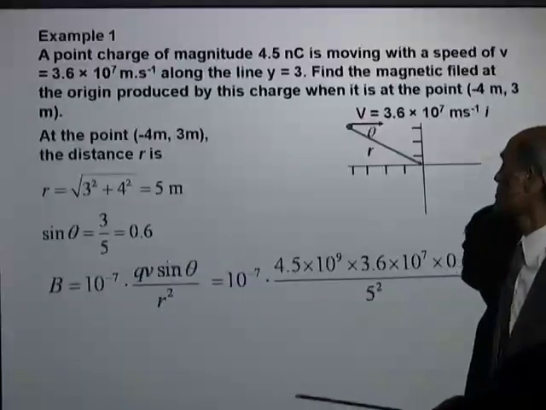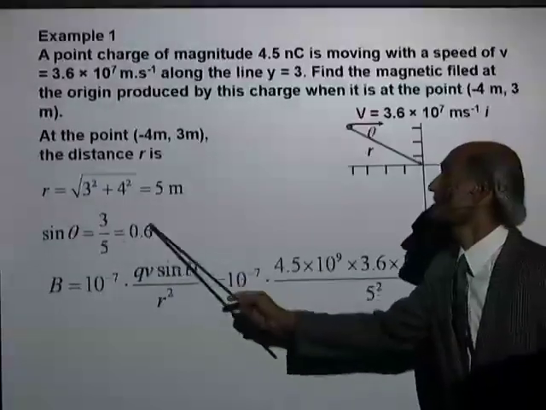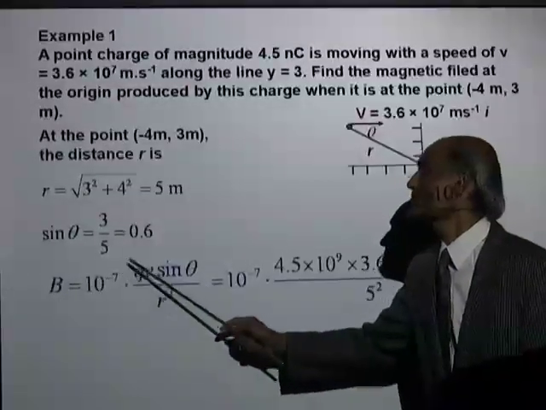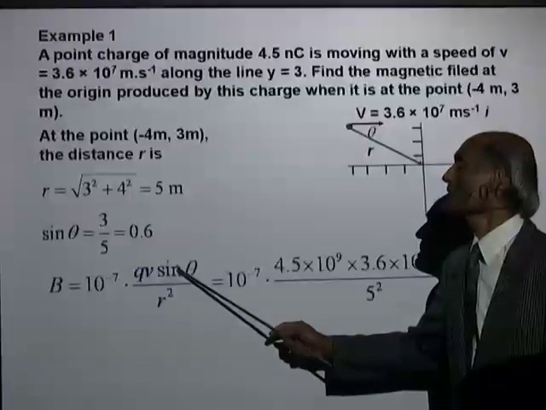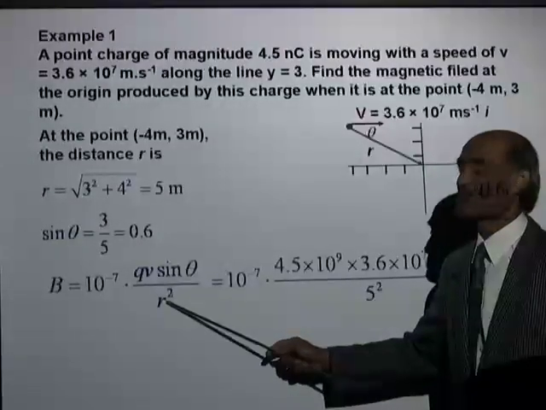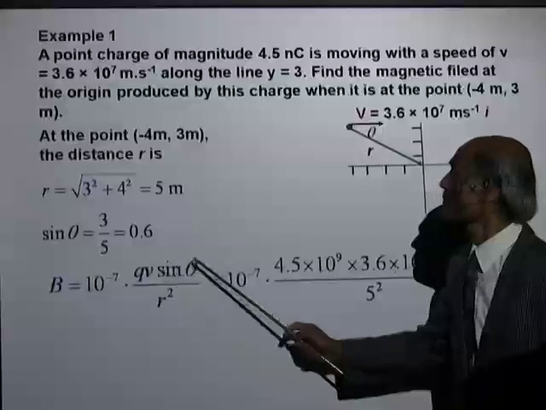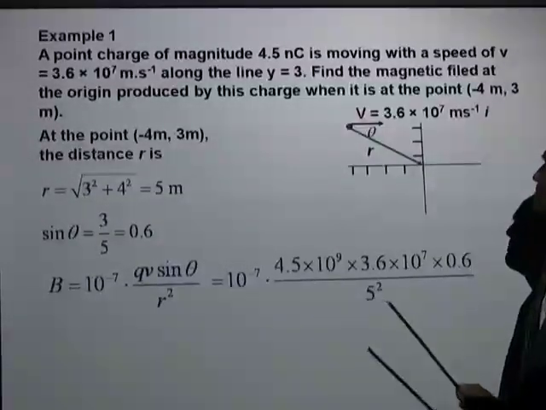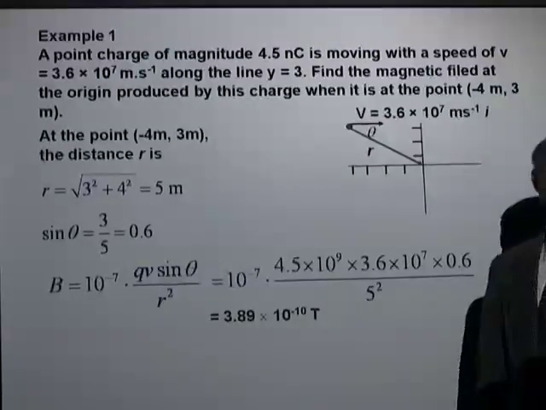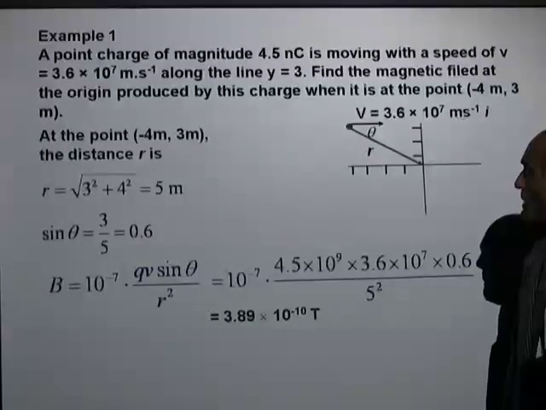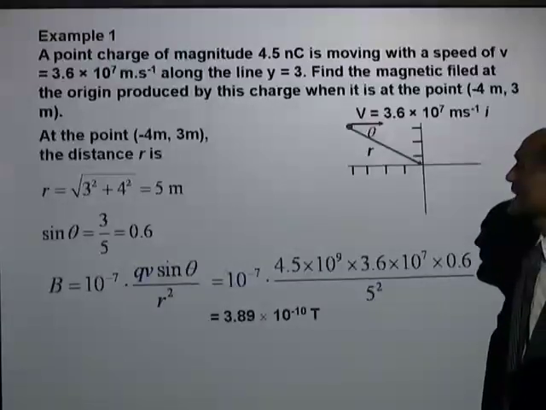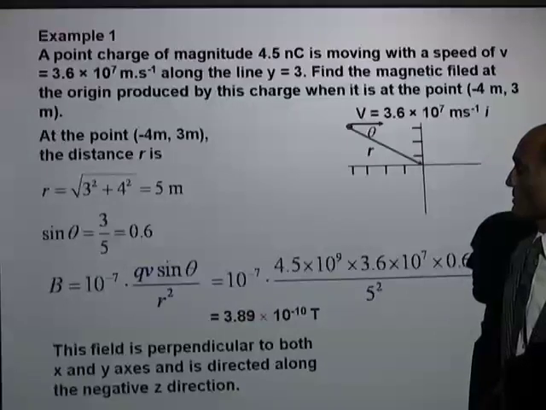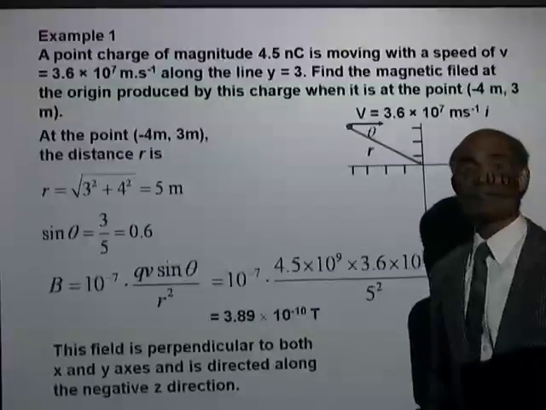Is that right? So we got the value of sine theta there, and B therefore is 10 to the -7 times qv sine theta over r squared. We know the value of q, we know the value of v, and we know the value of r, and that gives you the magnetic field as 3.89 times 10 to the -10 Tesla. Very simple problem. Well, what is the direction of this field?